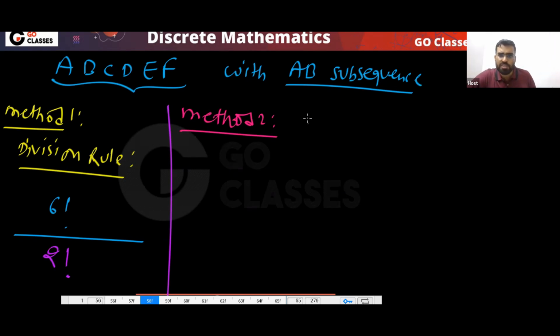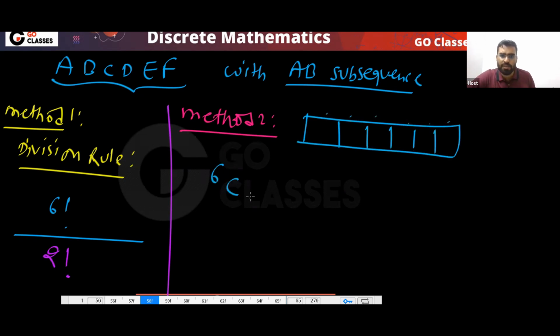So in total, how many positions do you have? 6 positions, right? 1, 2, 3, 4, 5, 6. From 6 positions, you select 2 positions for A comma B. Once you select 2 positions, how many ways can they be arranged? Only one way. Yes or no? Correct or not?